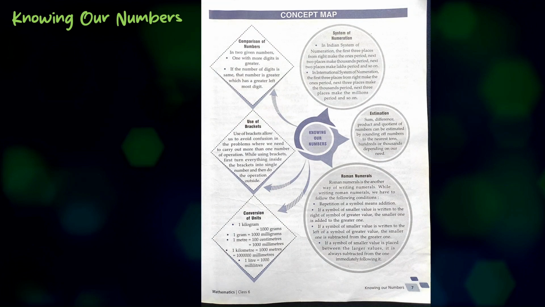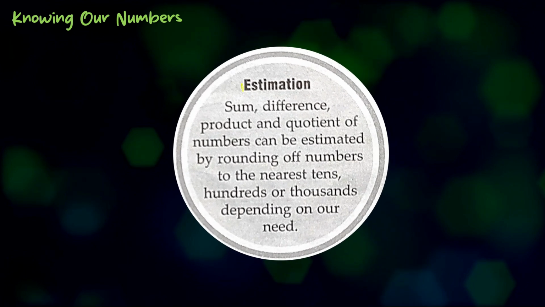Coming back to the concept map, we have finished comparison of numbers and system of numeration. We will go to estimation. Sum and difference, product and quotient of numbers can be estimated by rounding off numbers to the nearest tens, hundreds or thousands depending on our need. Let's see in detail.